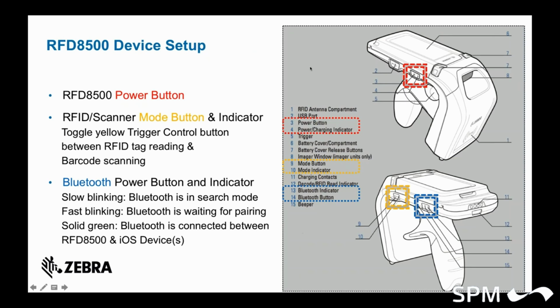Okay, let's understand the RFID device setup. So I want to point out 3 important buttons. The first one, which we mark right here, is the power button. The second one is the mode button, and this button will toggle between RFID tag reading and barcode scanning. The third button is the Bluetooth control button. You can use this button to turn on the Bluetooth search mode to find a new RFID device.